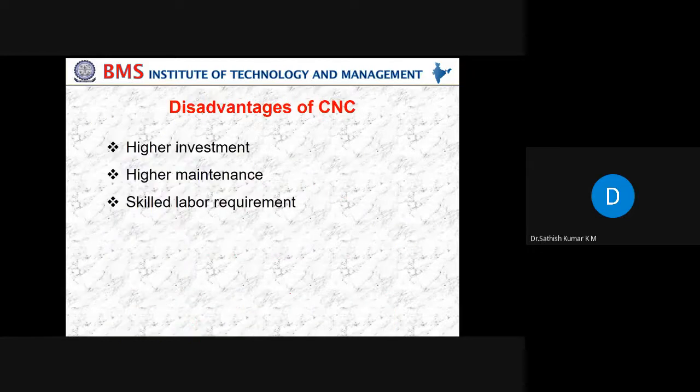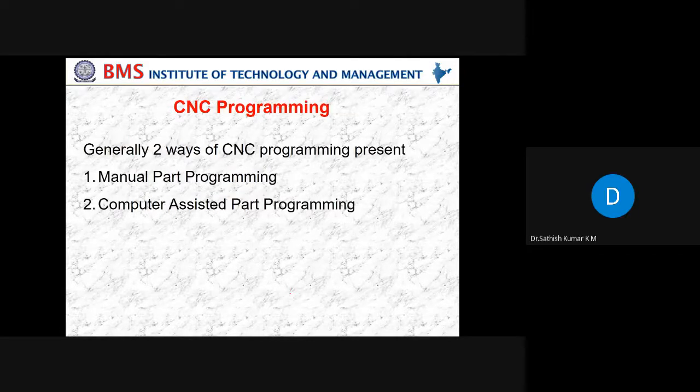Then the disadvantages are few: obviously higher investment, higher maintenance, and the skilled labor requirement is going to be different. So this is the basic understanding of CNC. This is the first part of the chapter about what we mean by CNC, the features of CNC, the classification of CNC, components of CNC, and the advantages and disadvantages of CNC.